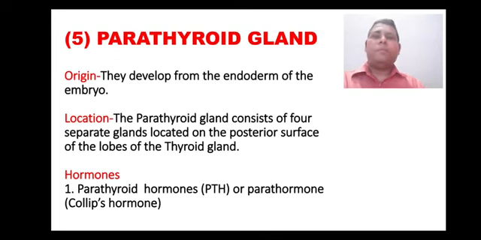The parathyroid hormone is also called Collip's hormone, after the name of its discoverer. The main function of the parathyroid hormone is to regulate the calcium and phosphate balance between the blood and other tissues. PTH, parathyroid hormone, has an effect opposite to that of calcitonin.